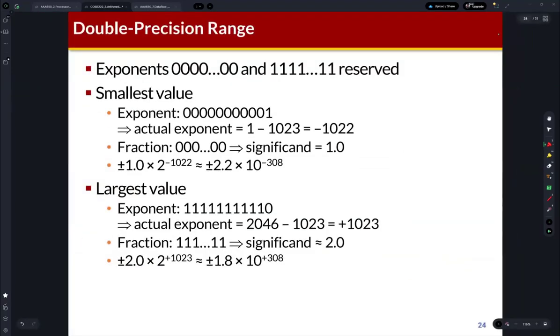Double precision is the same, but the exponent part has more bits, so you can apply the same approach. Then this is the smallest value, and this is the largest value. So this is the smallest decimal floating point number and the largest decimal floating point number that can be represented by double precision floating point numbers.